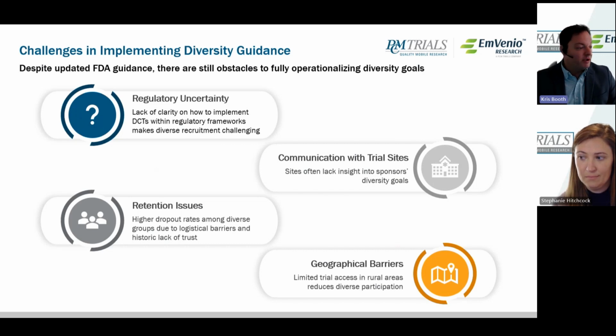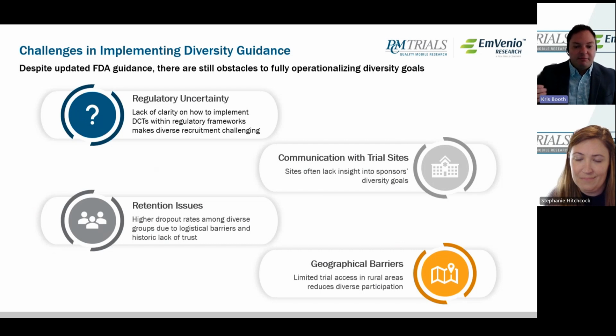And finally, geographic barriers. When it comes down to it, there's just not enough sites in a lot of these research naive communities. How can you expand beyond that and then move further into those communities, penetrating deeper and finding those individuals that need for recruitment and retention? So how does all that happen?